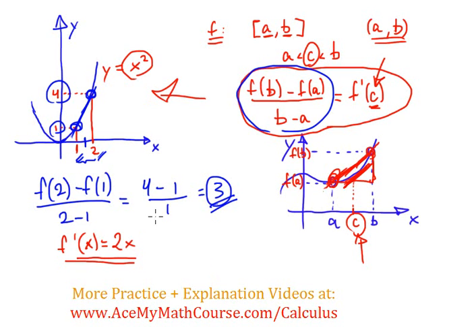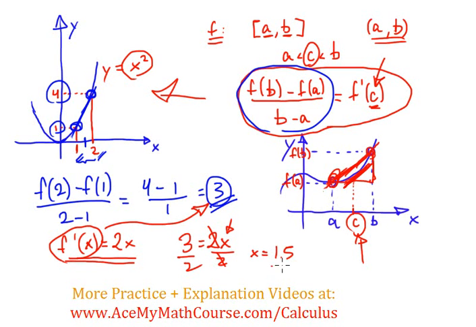Now I will set the derivative f prime of x equal to 3. So 3 is equal to 2x. And then I can solve for x to figure out what that value is. And x is 3 over 2. 3 divided by 2 is 1.5. Oh, look at that. 1.5 is between 1 and 2. So it looks like the mean value theorem is correct.